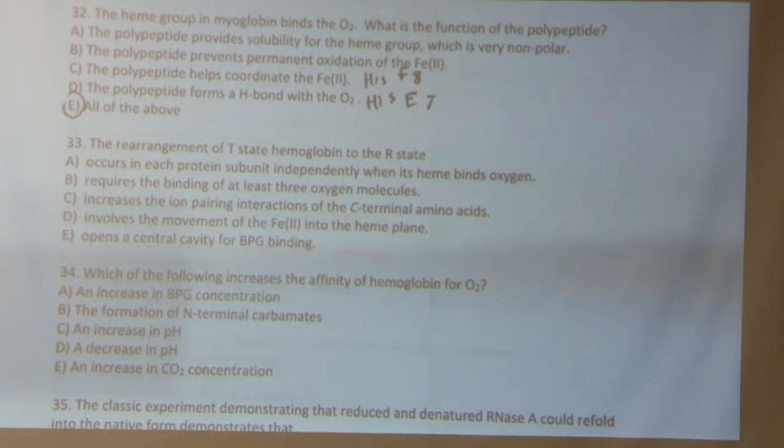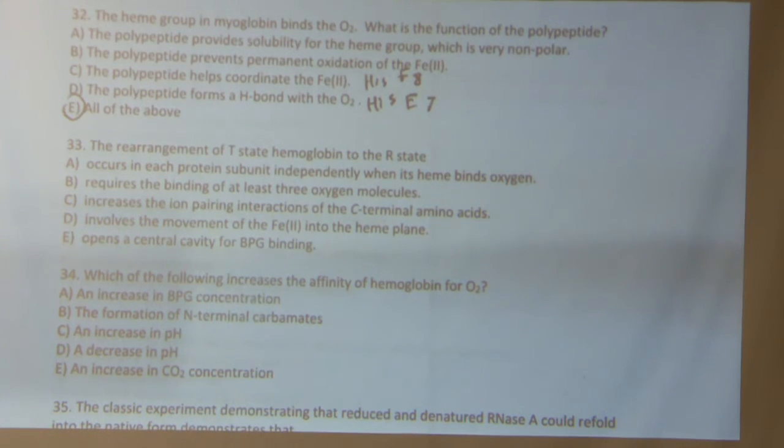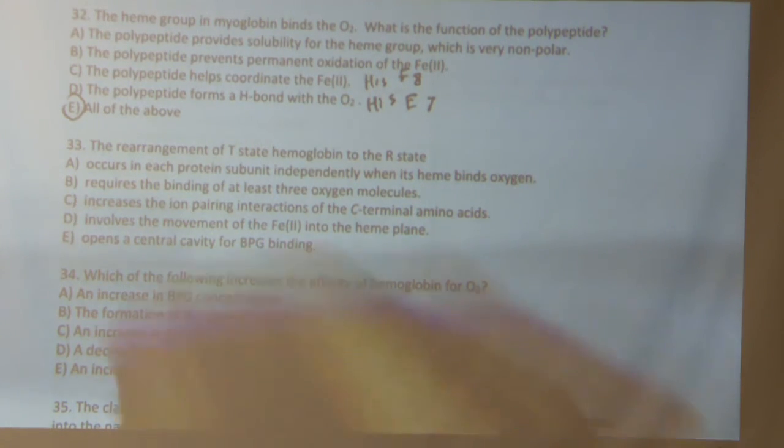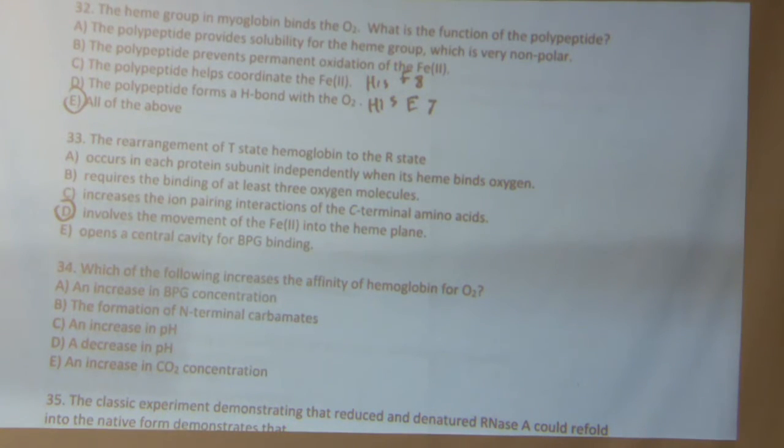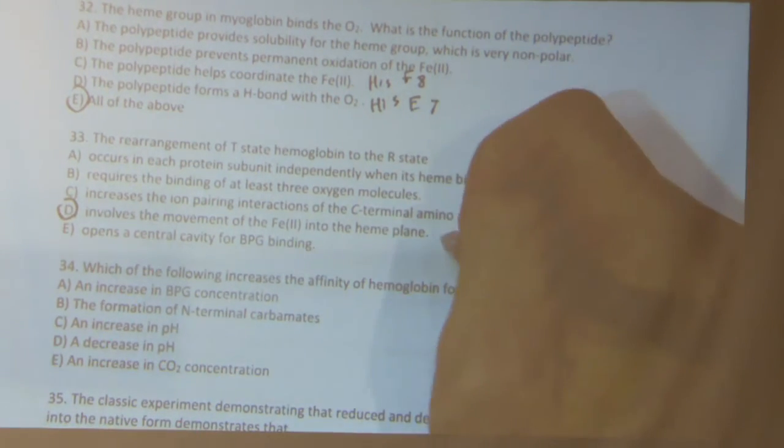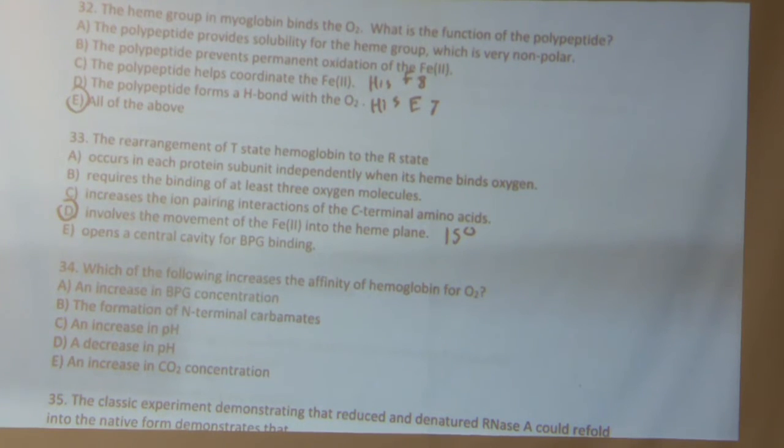All right. So the arrangement of the T state hemoglobin to the R state. D, B, a delta, D for delta. That's awesome, because that is correct. So what is happening with the movement when iron is coordinated? Awesome, so it moves in line with it. What is the angle that it rotates in order to move in line? 15 degrees. Awesome. So that 15-degree rotation causes the iron to affinity bind.